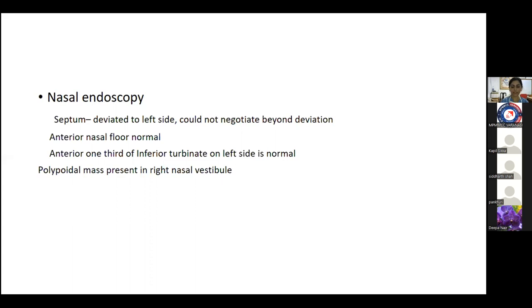With MRI, we can know the soft tissue extension of the tumor, if there is a perineural invasion, orbit involvement, or anterior skull base involvement, all that we can see on the MRI. And in a CT scan, we can't differentiate the secretions from the tumor, which we can also differentiate with the MRI.